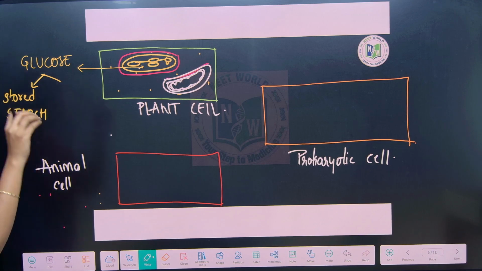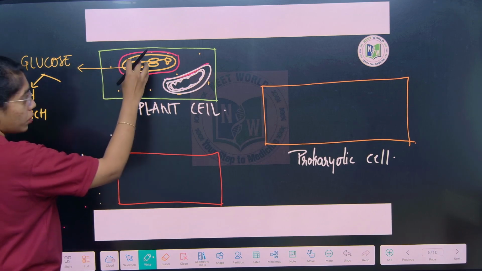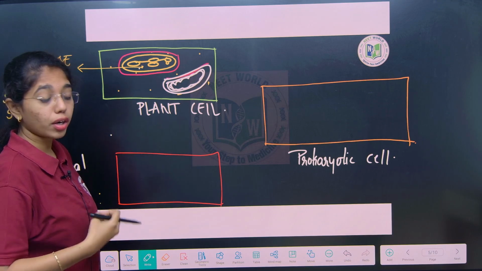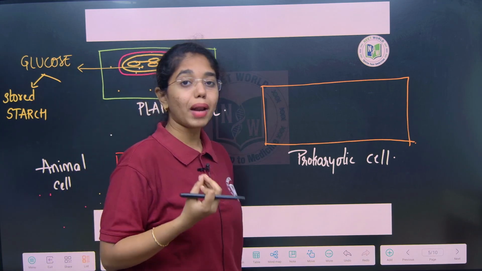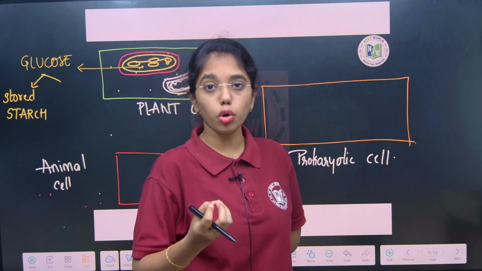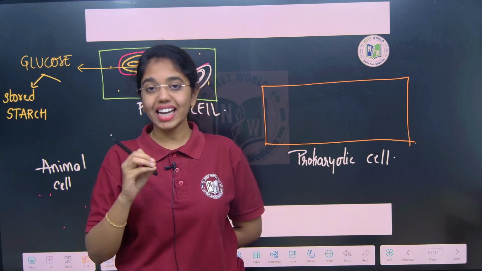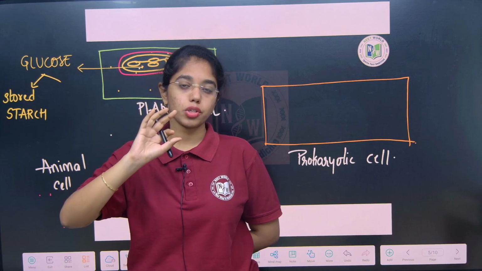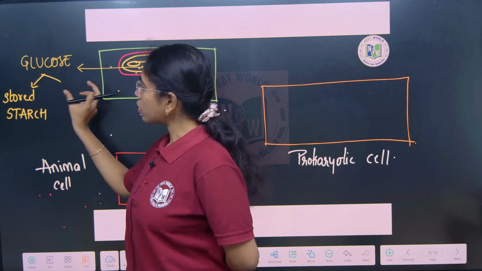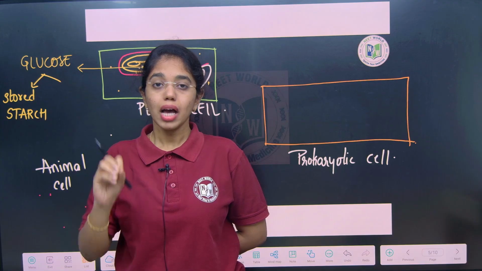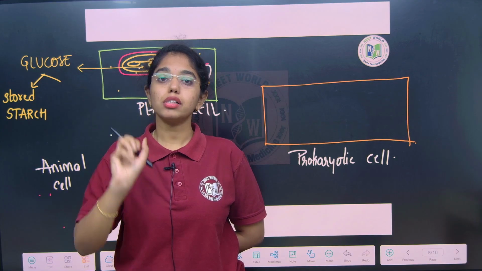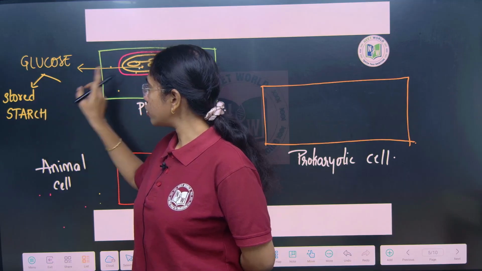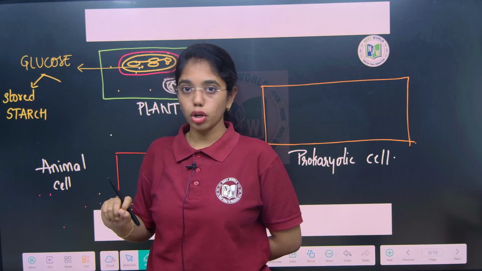If it has to be transported into the cytoplasm or to any other cells where chloroplast is not present... Chloroplast will not be present in the root cells, chloroplast will not be present inside the stem cells. In a big tree, chloroplast is present only in the leaves. So, now the product of photosynthesis, which is glucose, has to pass through all the cells of the plant to produce energy. If it has to be stored, it will be stored in the form of starch inside the chloroplast itself.